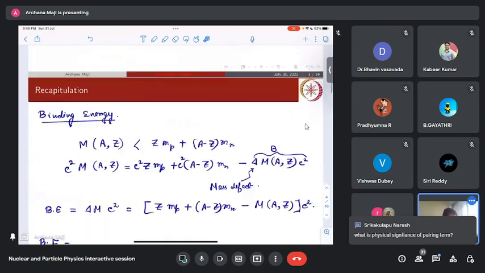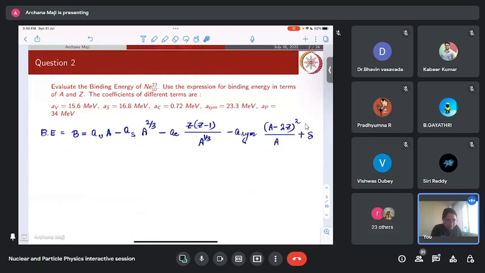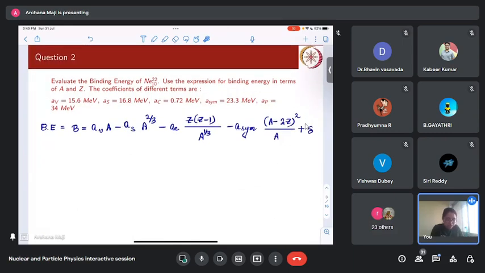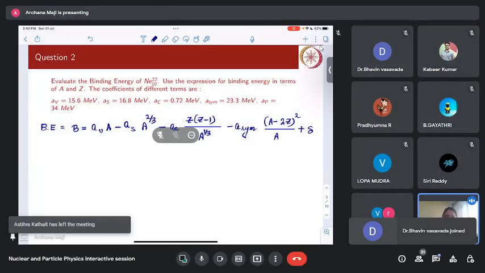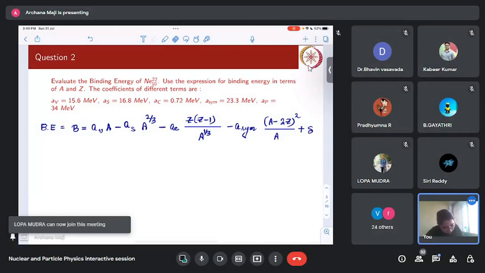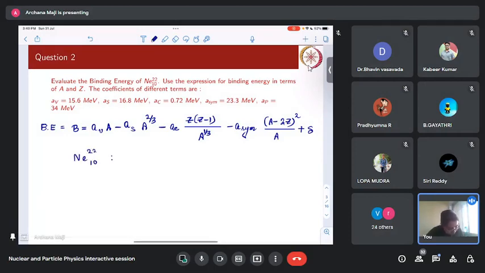Okay, so let us evaluate the second question. I would like you to calculate this. I hope you have your calculators with you. If not, please get your calculator so that you can also calculate it. So here we are given neon, for which A is 22 and Z is 10.